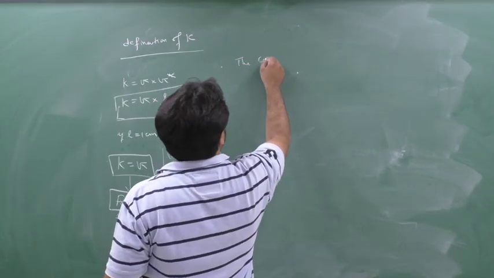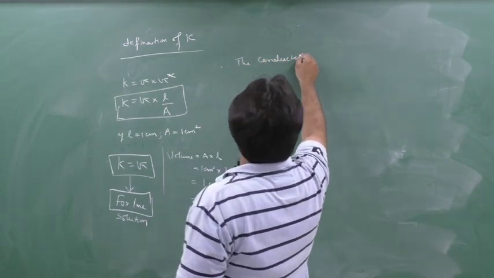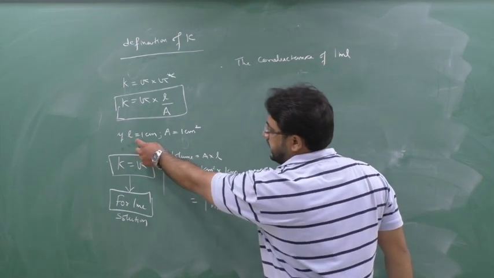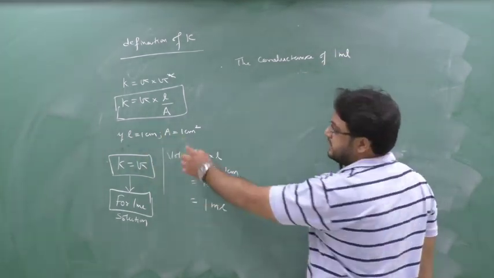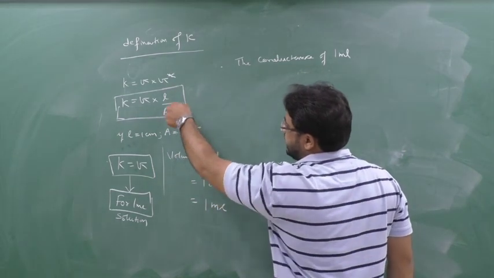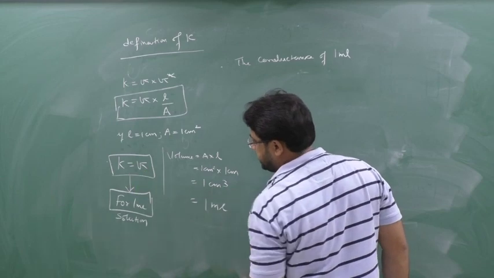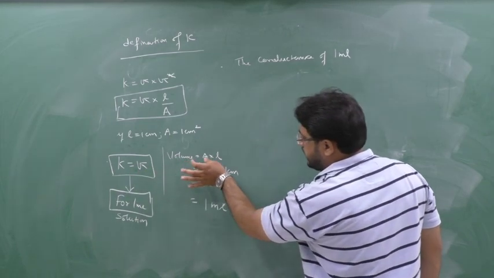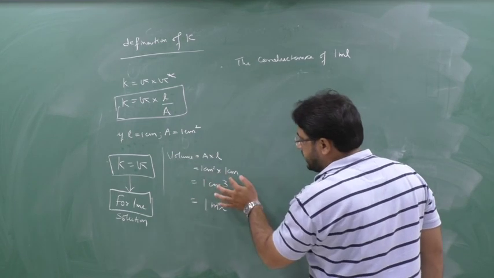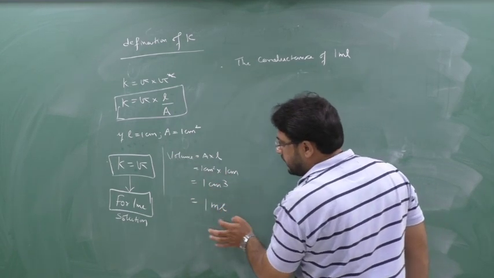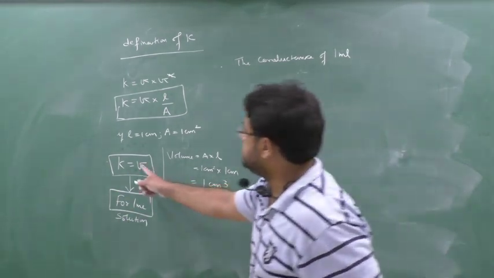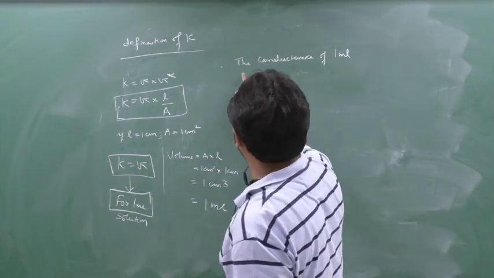The conductance of 1 ml. How 1 ml? See, I have taken here length as 1 centimeter, area is 1 centimeter square. Okay, I put here 1 centimeter, 1 centimeter, this 1 gets cut. I got K equal to G. Now, volume is equal to what? Area into length. Area how much I have taken? 1 centimeter square. Length how much I have taken? 1 centimeter, so 1 centimeter cube, 1 ml. Means K equal to G when? For 1 ml solution. So G is equal to K. G means what? Conductance. So I can say like that, no?